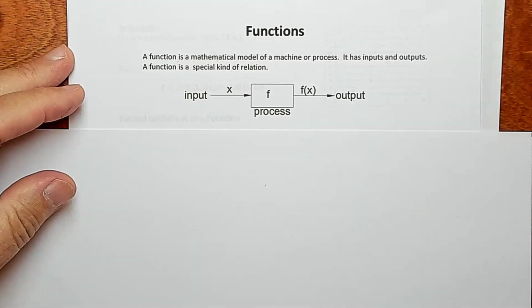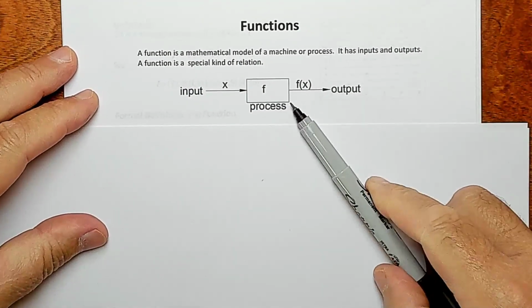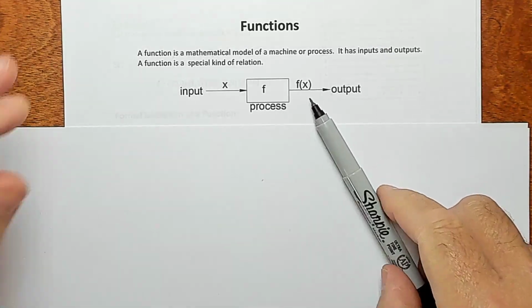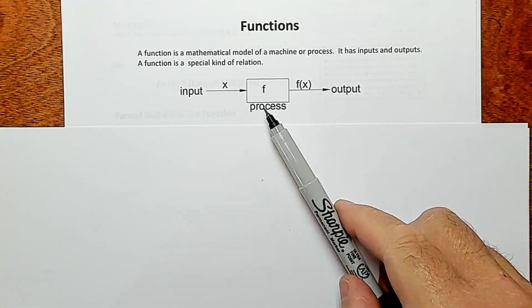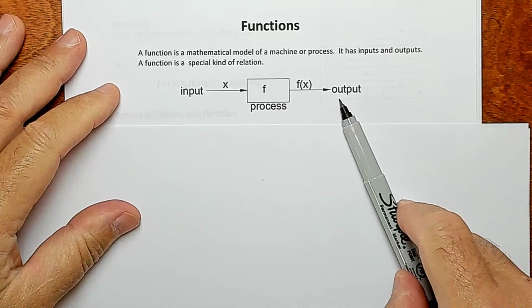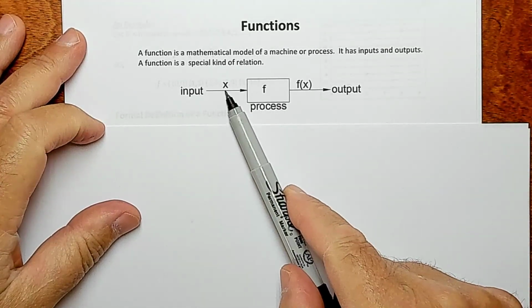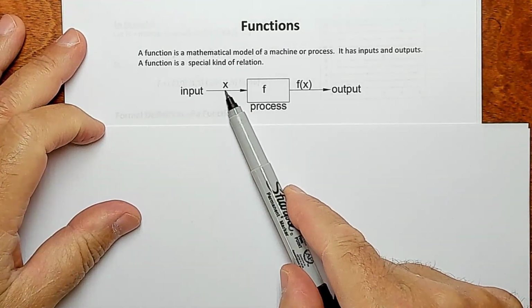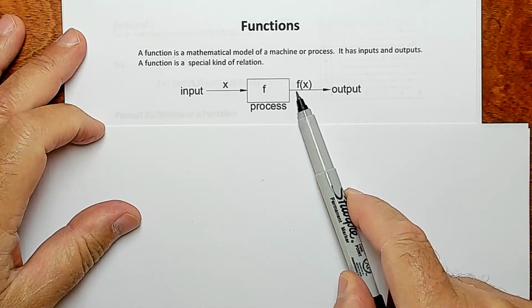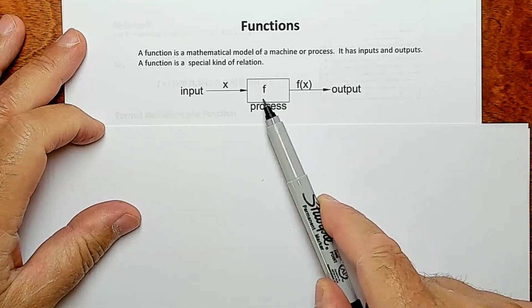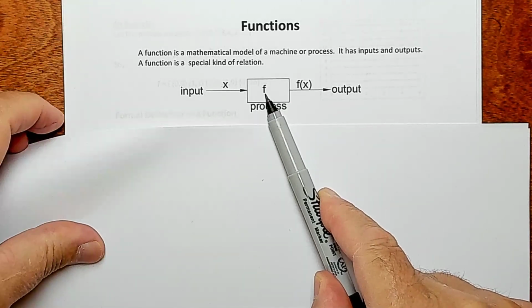But starting off simple and building up to the end, we have this idea of a function, which can be thought of as a process with input and output. Typically we use a symbol x to indicate the input and then f of x to indicate an output, and then the process itself can be called f.